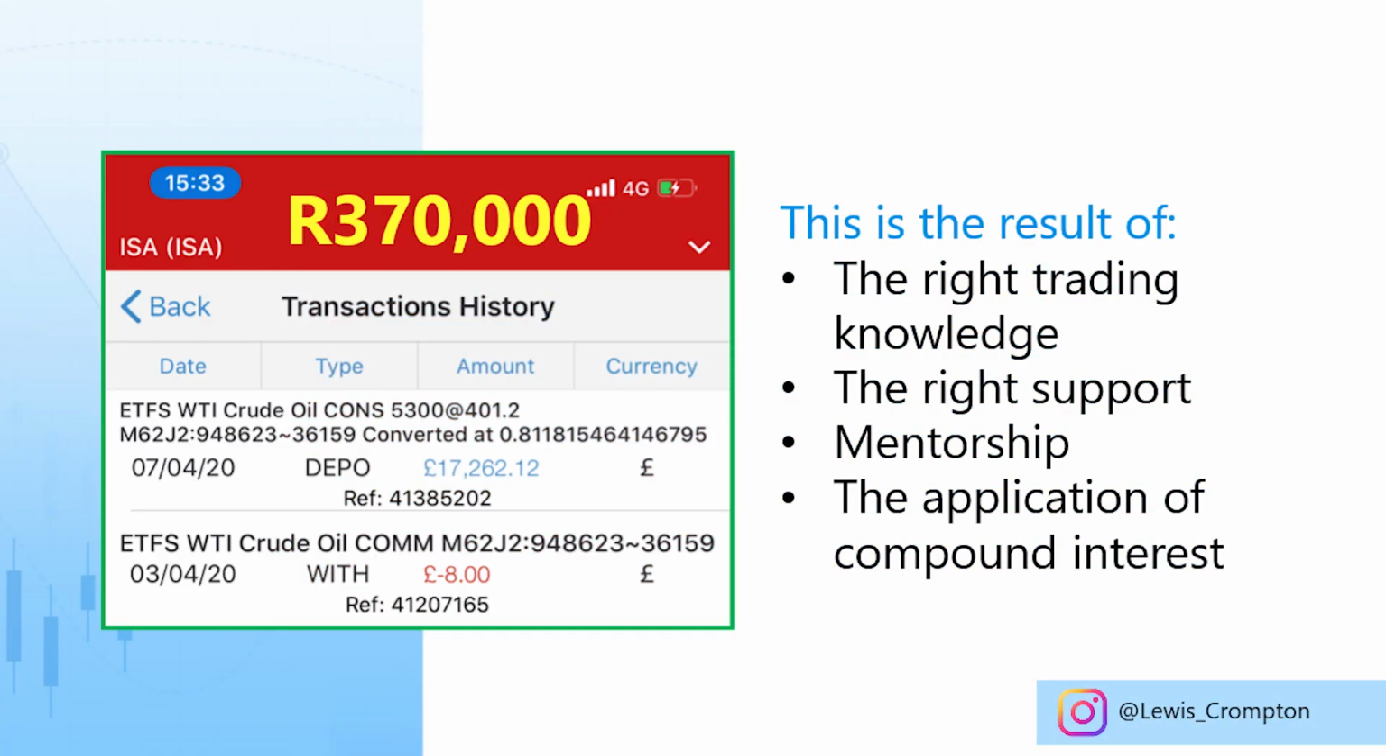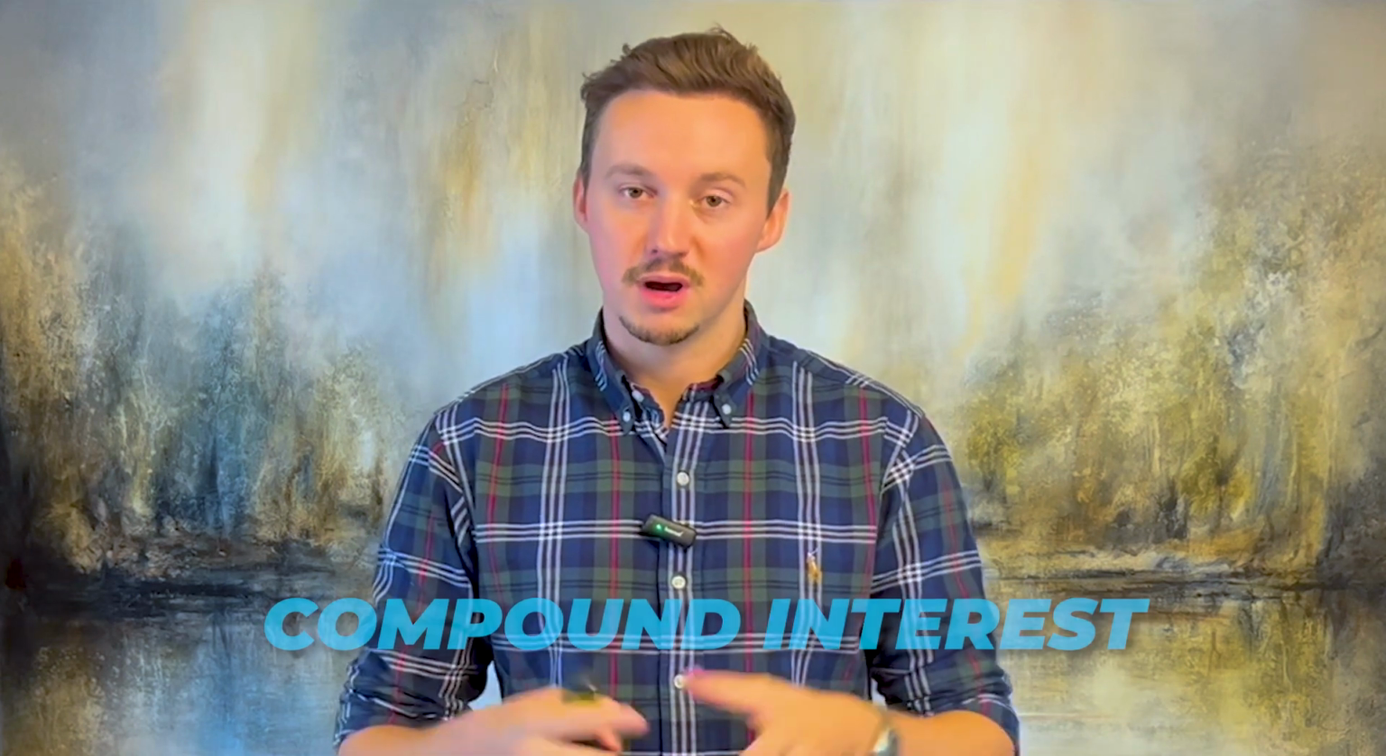That's pretty cool, right? So this is a different large trade that I had a while ago. Again, I've been doing this for a while. I like to show previous ones. This one was 370,000 Rand. This was on oil, different market. This is commodities, but this is only going to happen for you because it's the result of the right trading knowledge, the right support, mentorship, and the application of compound interest, which is part of what we're going to be talking about today.